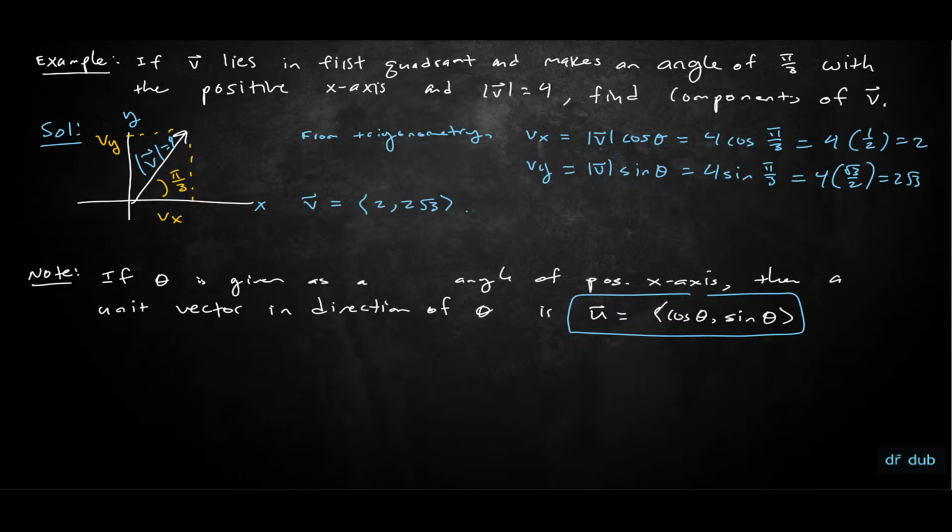Or you can just do your trig. If you're really good with trig and you want to work off the y-axis, that's fine. Doesn't matter. But this is the way I do it. I like to do off the positive x-axis using sine and cosine this way.